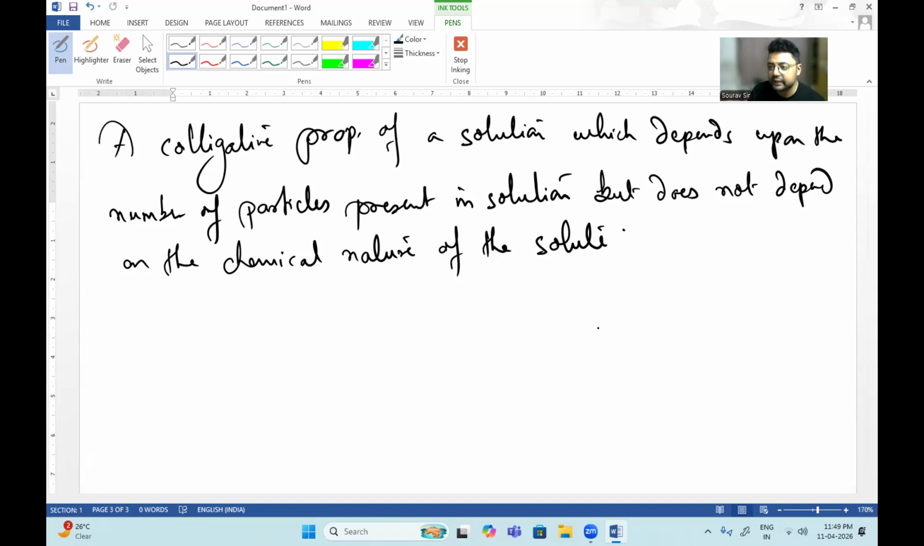Now the rest of the colligative properties, which are elevation of boiling point, depression of freezing point, osmotic pressure, along with abnormal colligative properties, we will discuss in our next class.